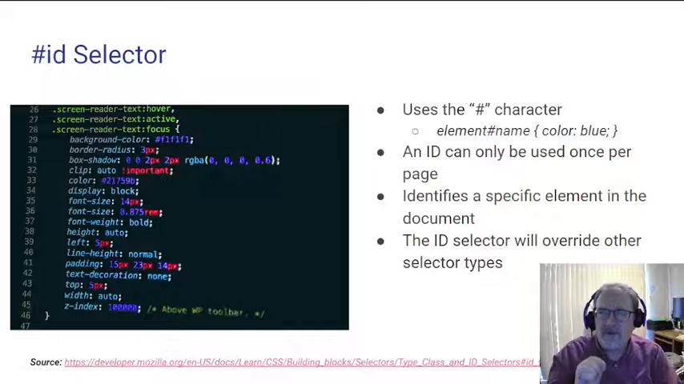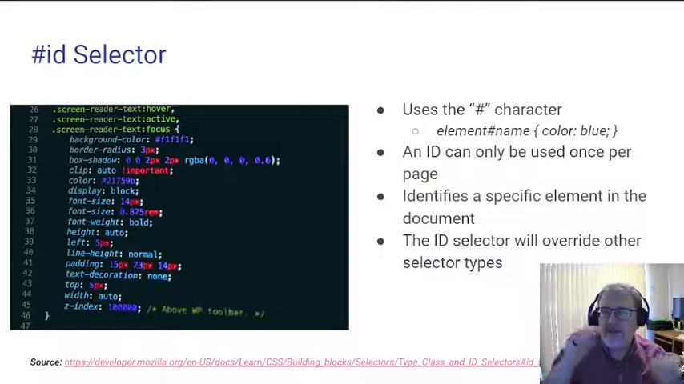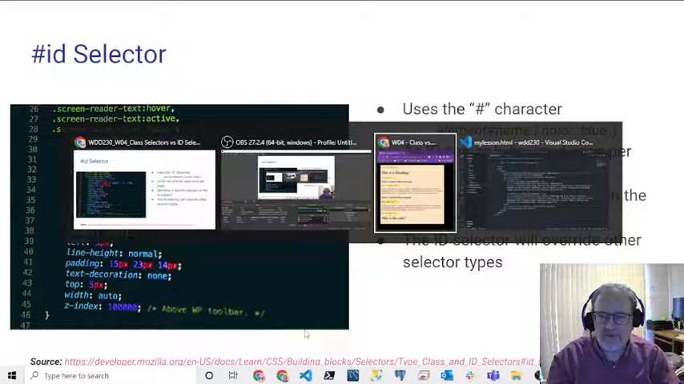Now, the cool thing about the ID selector is that you can give something a class selector name and you can give it an ID selector name. The reason that's cool is because it allows us to use the class selector to give general formatting instructions, but then we can use that ID selector to modify some of those characteristics for that specific element. And I'll show you what that's like in a minute. So let's take a look at the code.